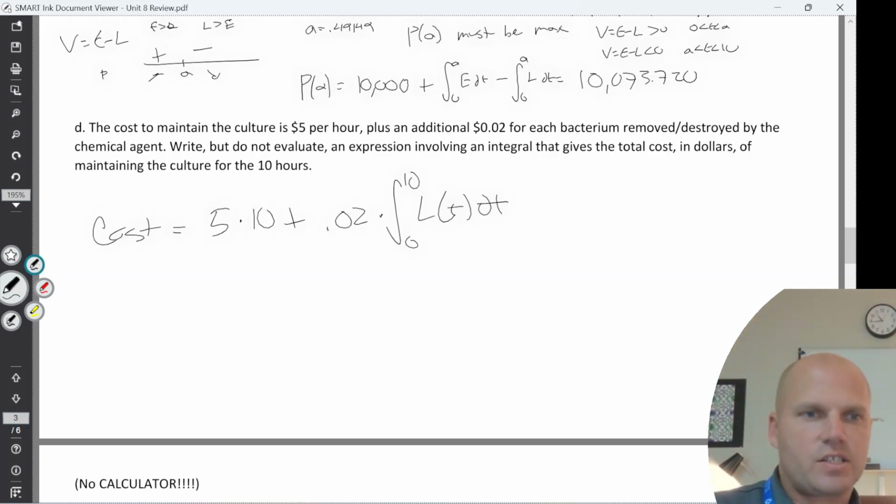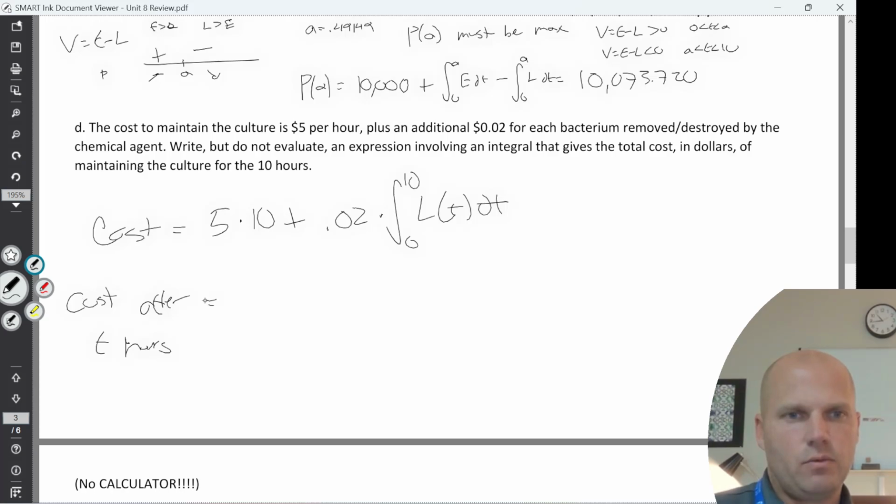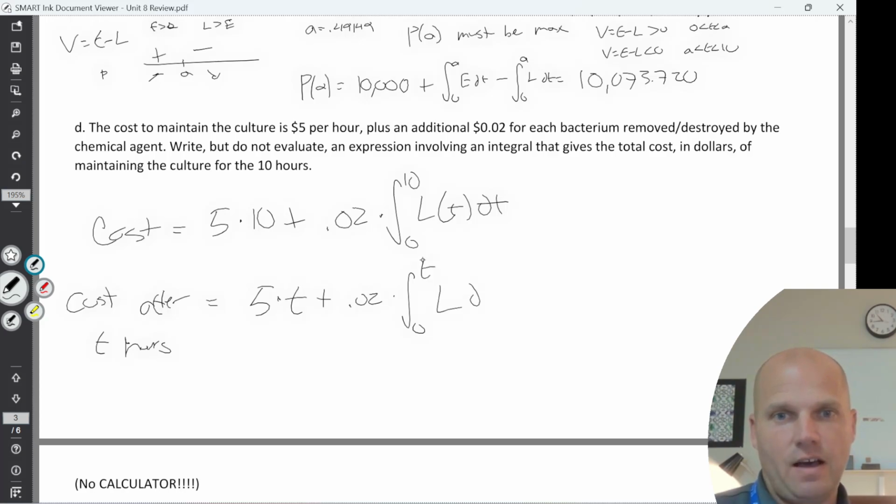We could say the cost after T hours, this might be more realistic, would be 5 times T plus 0.02 times the integral from 0 to T hours of L. I don't want to say L like that. It needs to be different variables to be good.